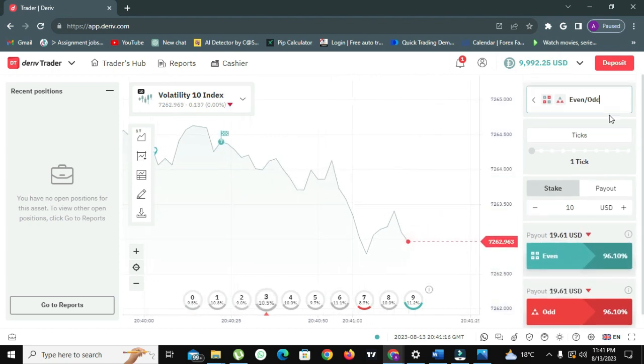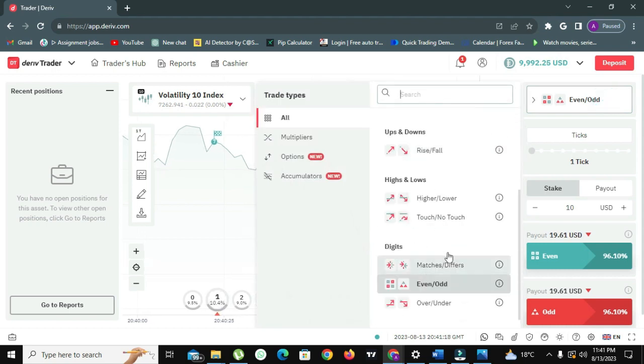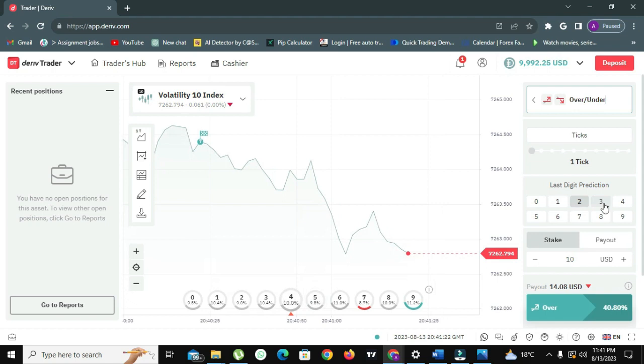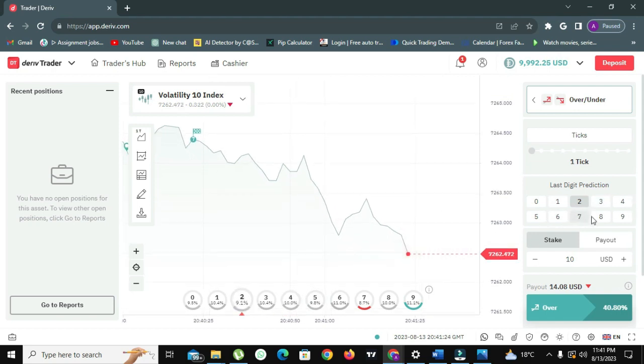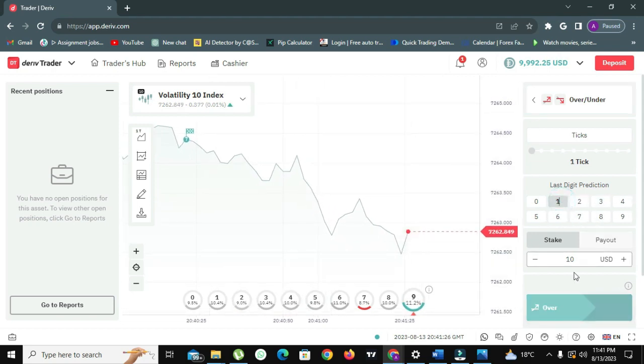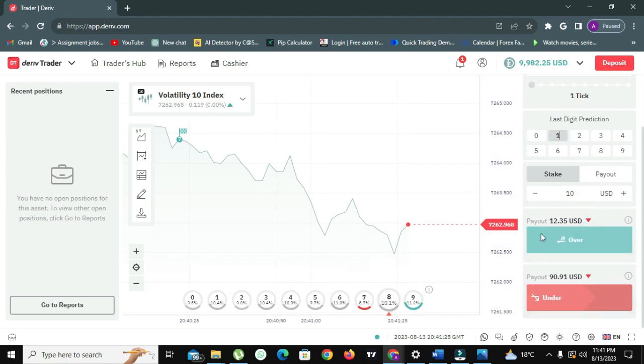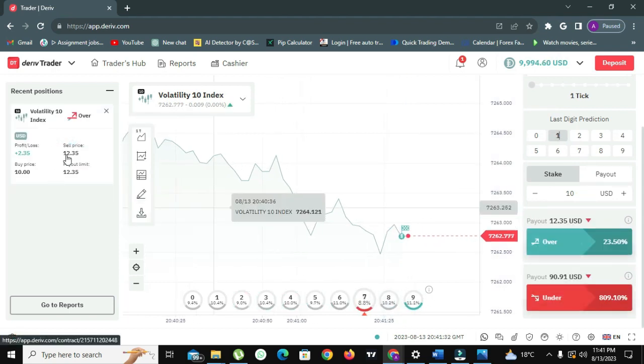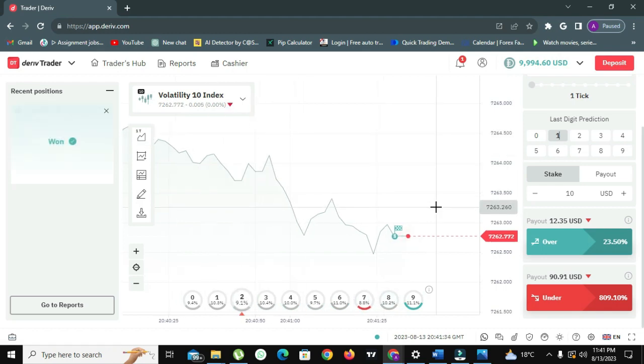Now then we have higher and lower. You predict that the last digit will be over 2, which means it can be 3, 4, 5, 6, 7, 8. If you just say it's gonna be over 1, you're gonna win. Right now it was over 1, you won $2. It's a good strategy if you're new. So that's basically how it works.